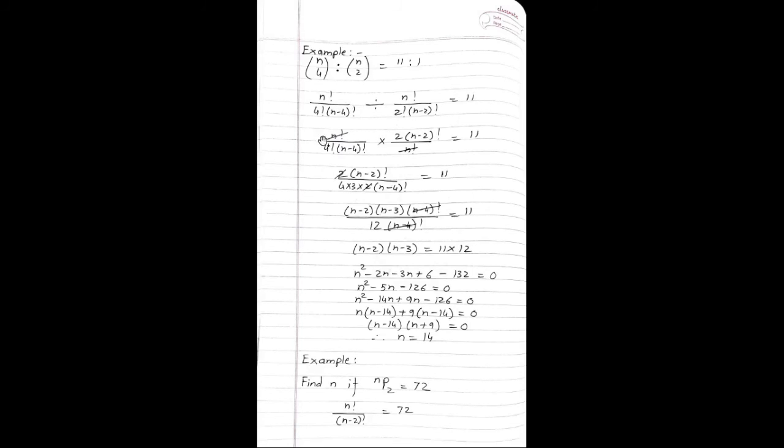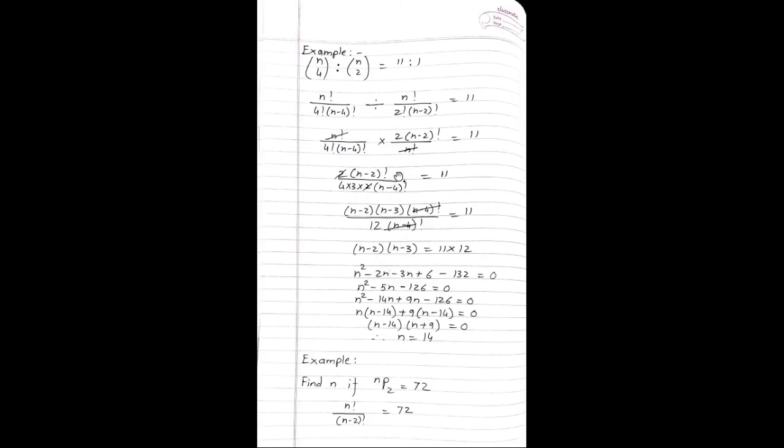Now again we will write n factorial upon 4 factorial into (n minus 4) factorial divided by the other term. We will rearrange the terms. This division we will convert to multiplication by taking the reciprocal. So n factorial upon 4 factorial into (n minus 4) factorial, multiplied by 2 into (n minus 2) factorial divided by n factorial, is equal to 11. So n factorial cancels with n factorial. In the numerator the values are 2 into (n minus 2) factorial, divided by 4 into 3 into 2 into (n minus 4) factorial, is equal to 11.